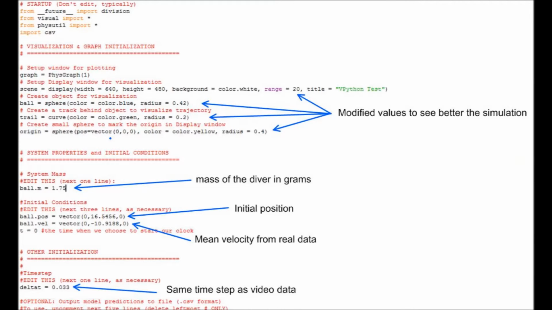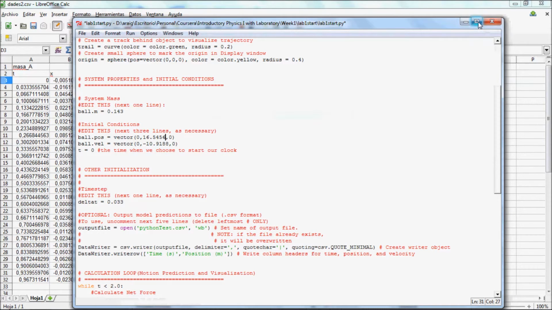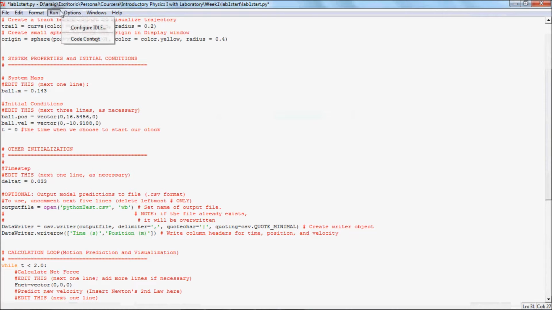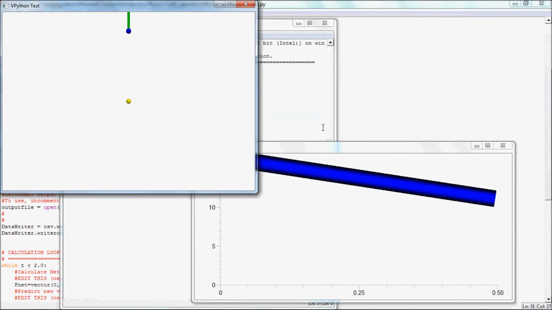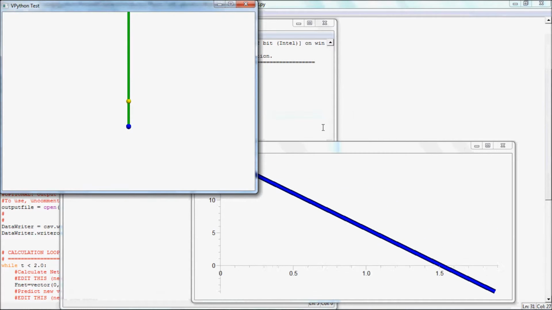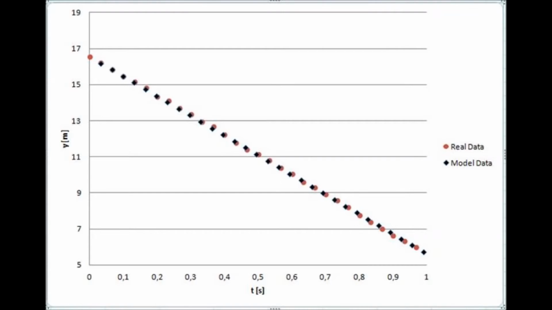We've made some changes in the program to include the initial conditions. The average velocity of the movement has been taken as the initial velocity. The net force has been set as 0. We've also made changes to plot the y coordinate instead of x. As you can see, the comparison between the real data from Tracker, red dots, and the data from the simulation are excellent. There are some minor deviations that can be due to the precision when positioning the points with Tracker, or due to the tiny lateral movement of the diver.